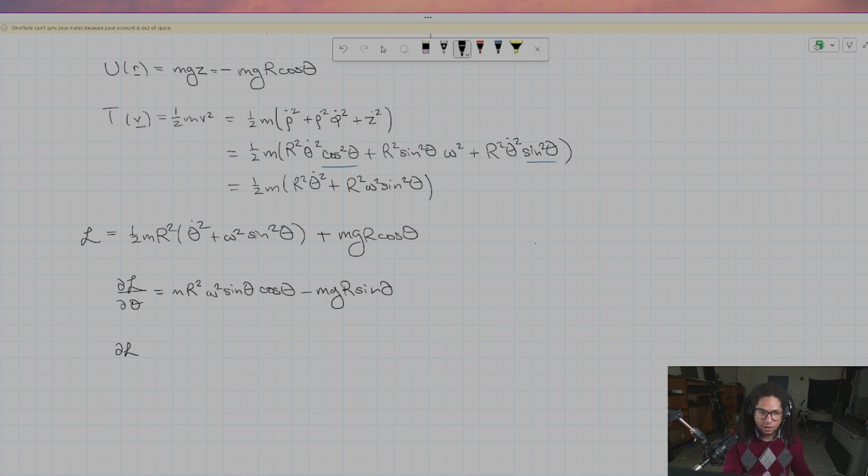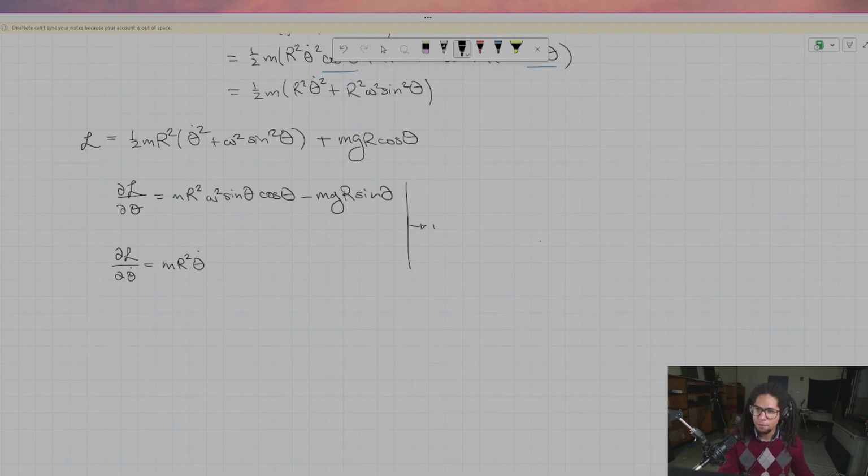For dL d theta dot, I get mr squared theta dot. No problem. Okay, let's combine these together to get my Euler-Lagrange equation. So I get mr squared theta double dot is equal to mr squared omega squared sine theta cos theta minus mgr sine theta.